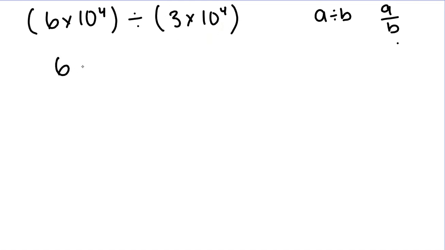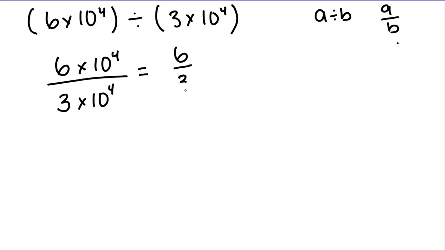So we're going to have 6 times 10 to the power of 4 divided by 3 times 10 to the power of 4. Okay, so now all we need to do is divide these separately. So what you could really say is 6 divided by 3 times 10 to the power of 4 divided by 10 to the power of 4. And now all you're going to do is divide. So 6 divided by 3 is 2.